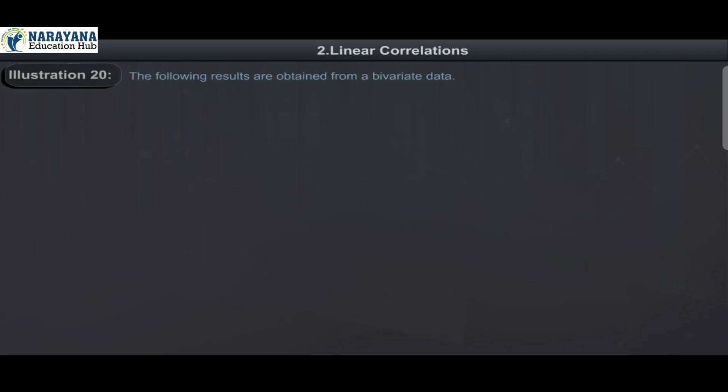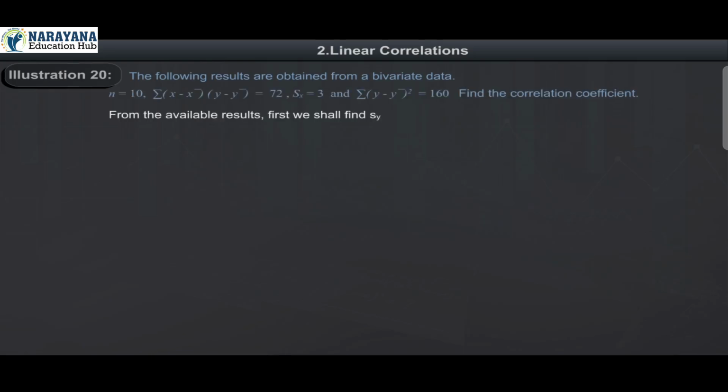Illustration 20. The following results are obtained from a bivariate data. N is equal to 10, sigma x minus x bar into y minus y bar is equal to 72. Sx is equal to 3 and sigma y minus y bar whole square is equal to 160. Find the correlation coefficient. From the available results, first we shall find Sy. Sy is equal to under root sigma y minus y bar whole square divided by n is equal to under root 160 divided by 10 is equal to under root 16 is equal to 4.